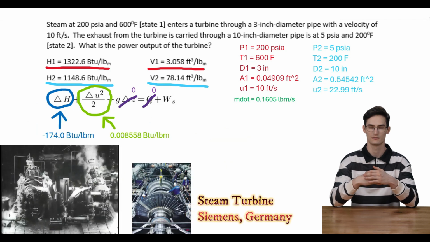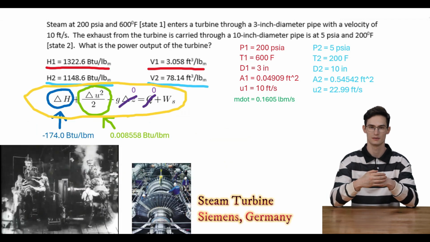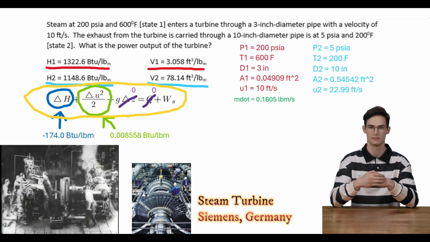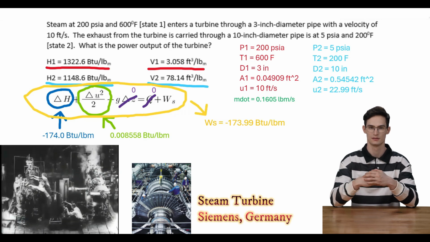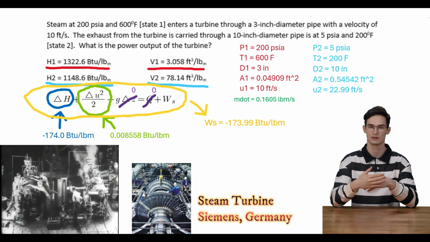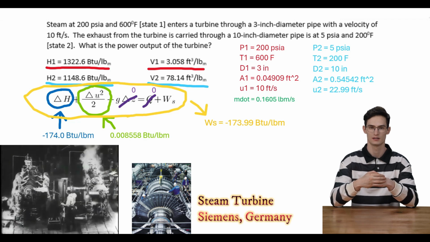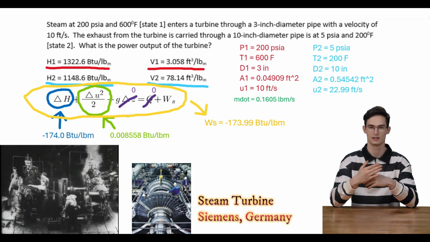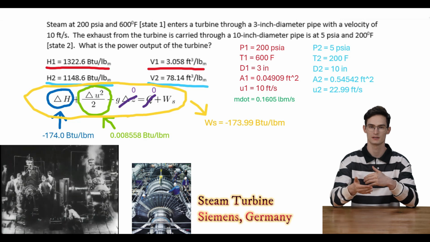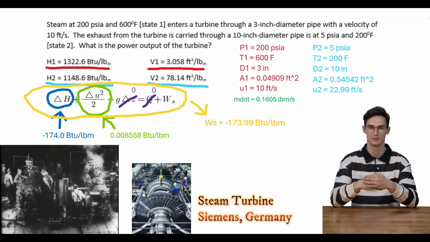All values of the left side of the equation are determined, and the sum of the left side of the equation equals the amount of work on the system. The work on the system is negative 173.99 British thermal units per pound mass. Because the value is negative, work is being done by the system. In this case, it is the turbine.